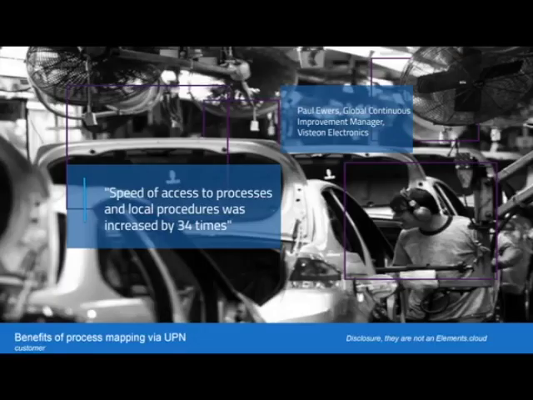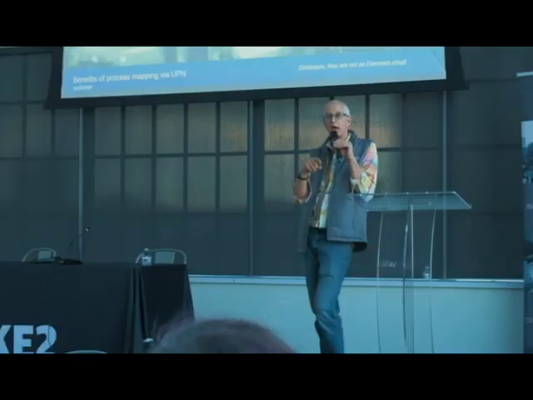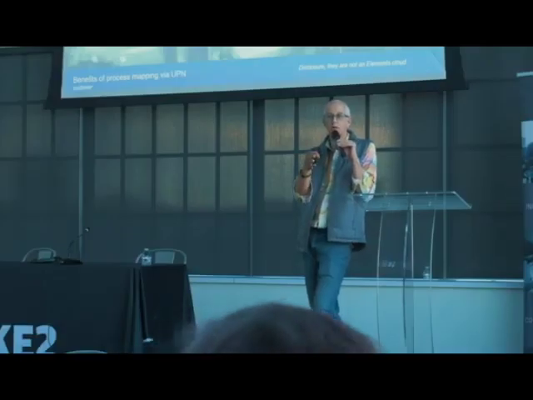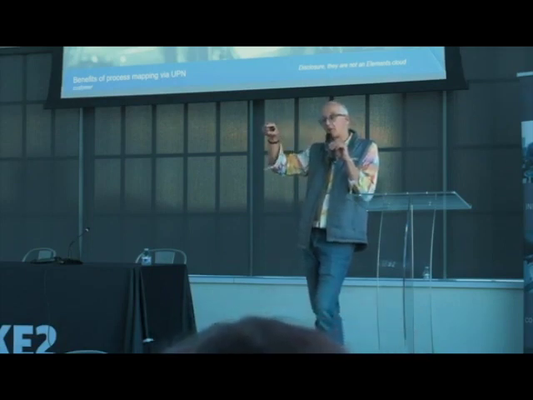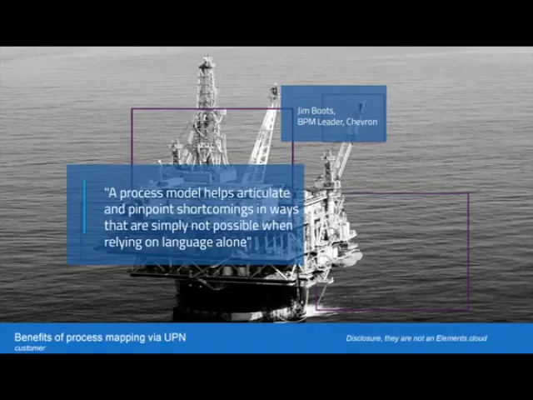I'm guessing the next one is a car company. So speed to access of processes was increased by 34 times. They measured it. They actually looked at how easy and difficult it was to get to training materials so they could do their job. Because they could follow the process and find the attachments 34 times faster. That's Chevron Oil and Gas, Jim Boots.